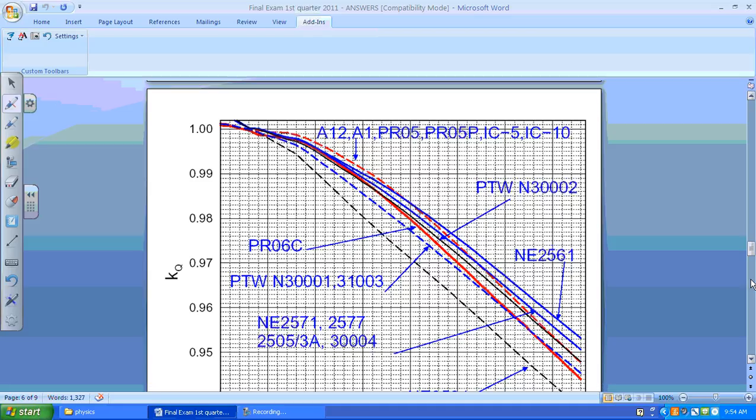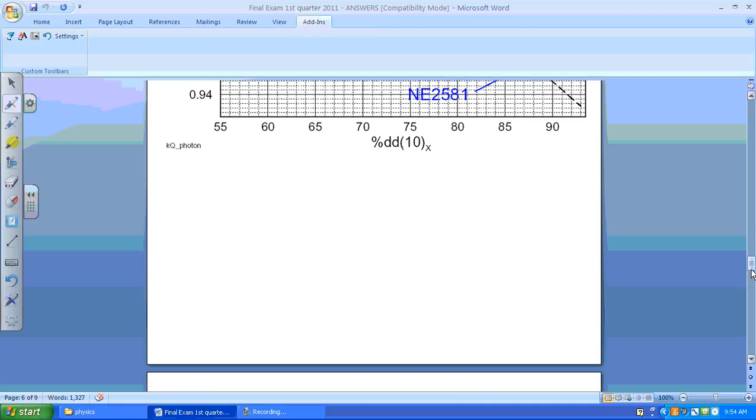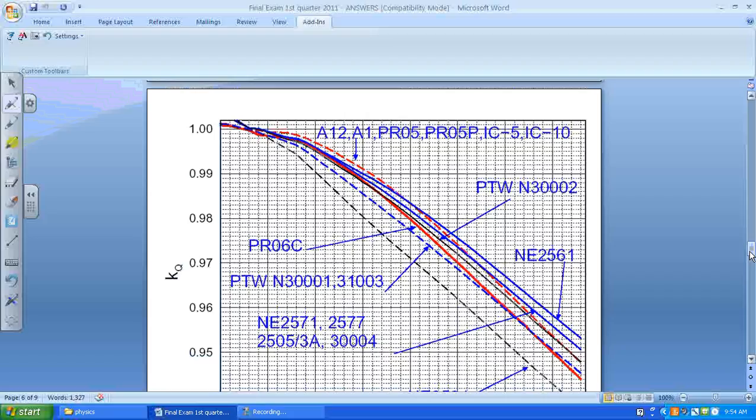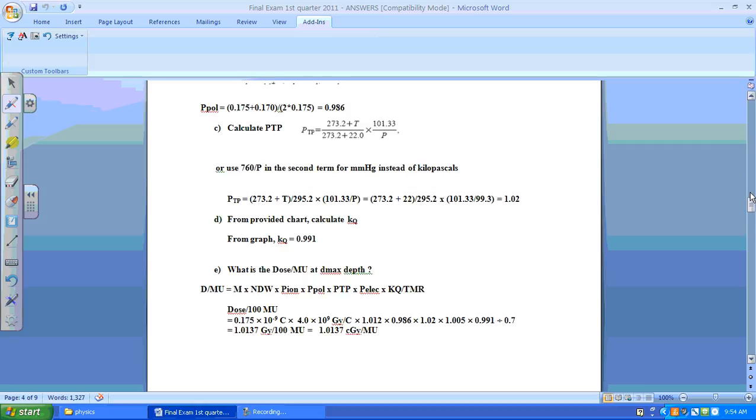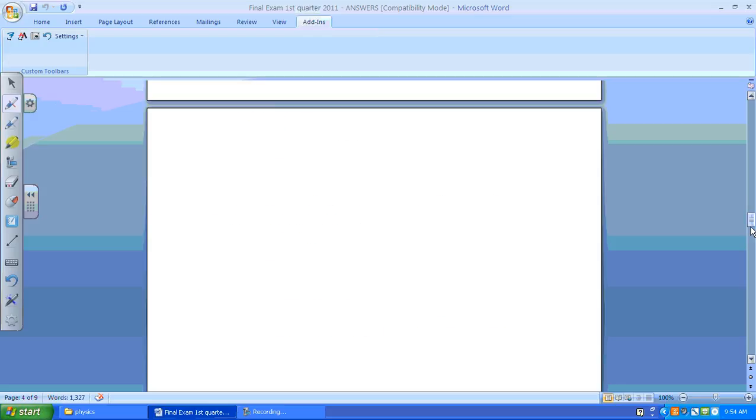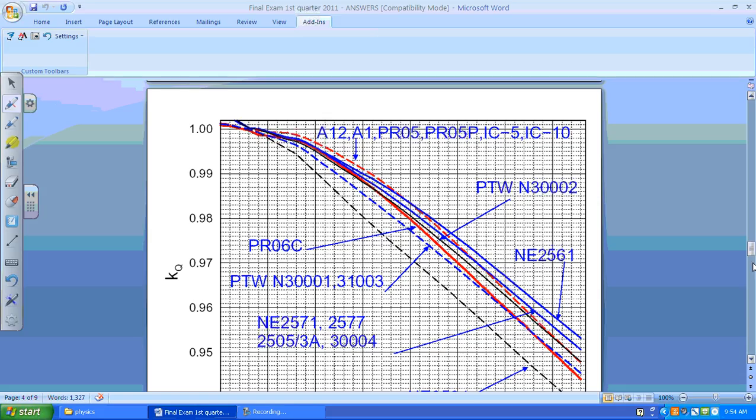There's an H curve, which is a different material, and because there are so many scales between such a small interval in number, you can get a pretty accurate measurement of what KQ is here. So you can read off the graph pretty accurately. If you don't like the graph, you can use the table in TG51. Okay, so then dose per MU in this case was 1.0137. Okay, moving on.